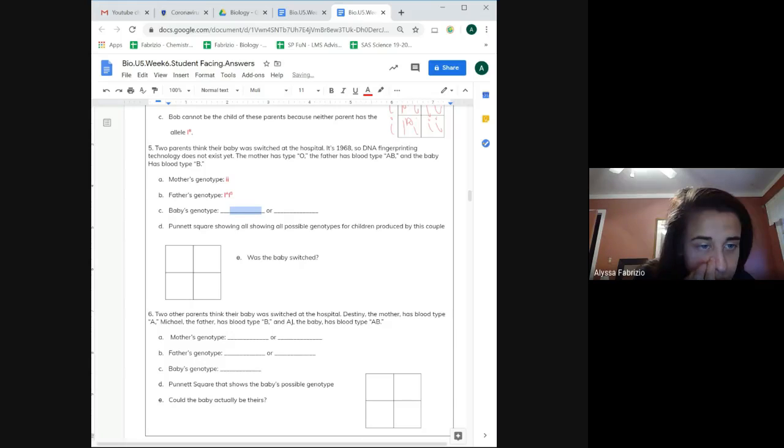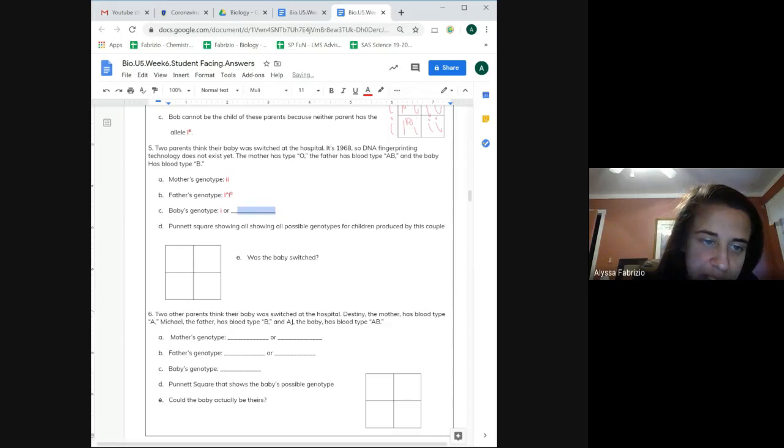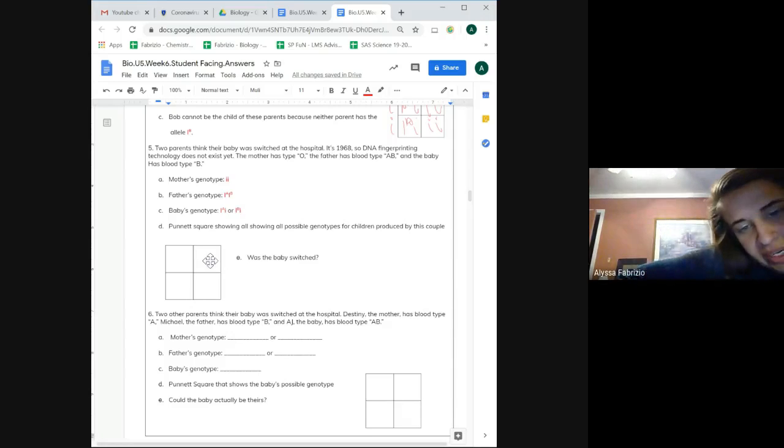So baby's genotype can only be, so mom can only contribute lowercase i, so there's necessarily going to be a lowercase i in both of these potential genotypes for baby. And dad can contribute I A or I B. So I A i or I B i. So let's do our Punnett square.